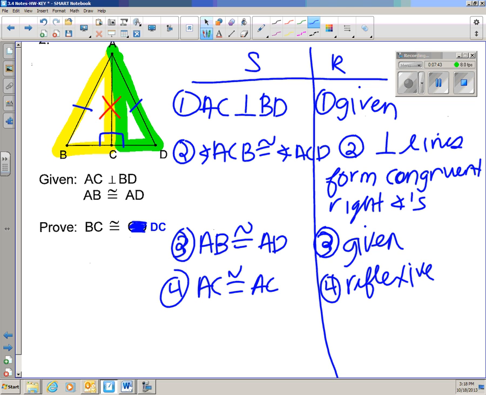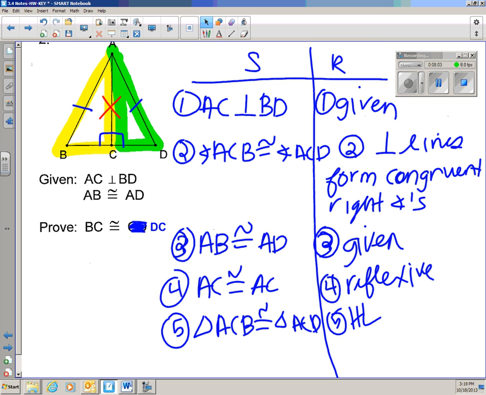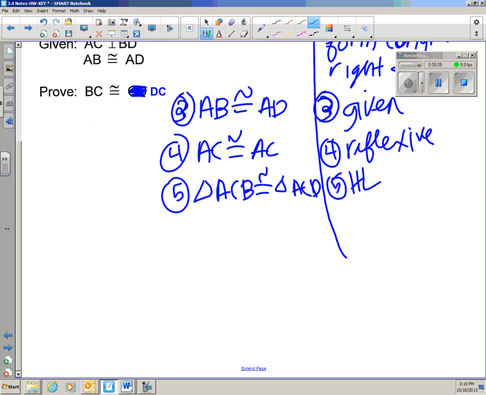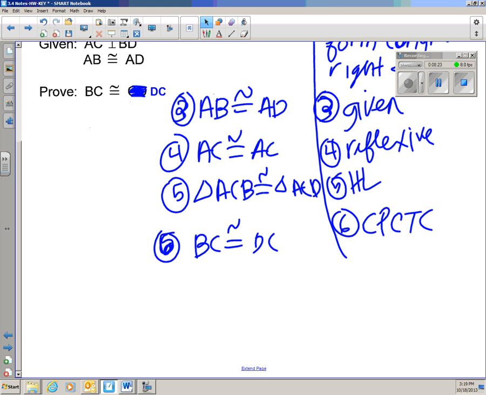It is an angle with 2 sides, but it happens to be in a right triangle. So now we can name those right triangles, and we can say triangle ACB is congruent to triangle ACD, and this is because of hypotenuse leg. And then finally, once we've got those triangles congruent, then the parts can be congruent. So finally, line segment BC must be congruent to line segment CD. I keep messing up my numbers here. This should be 6. Because corresponding parts of congruent triangles are in fact congruent.